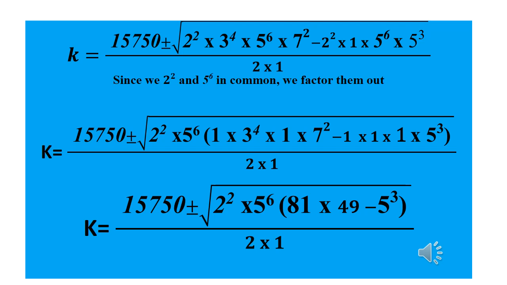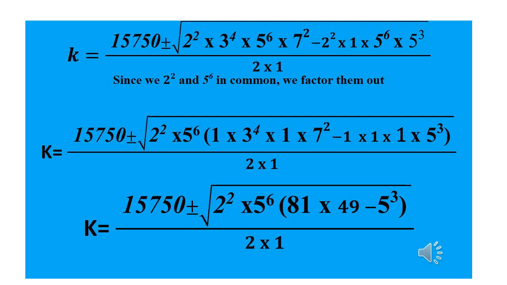So from here, since we have 2 raised to the power 2 and 5 raised to the power 6 in common, we can factor them out. So factoring them out, we have k equals 15,750 plus or minus square root of 2 squared times 5 raised to the power 6. We have factored out 2 squared times 5 raised to the power 6 now. Anywhere we see 2 squared and 5 raised to the power 6, it will be 1, 1. That will be there inside the brackets.